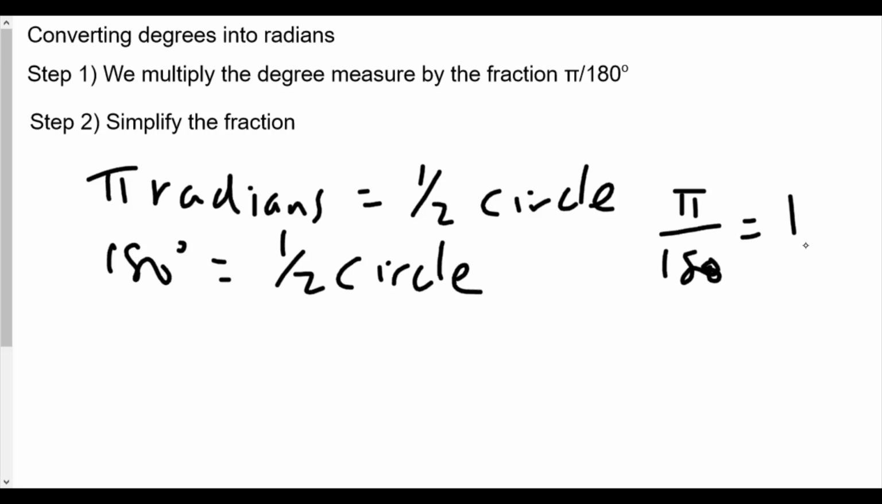Now, I know you're probably saying, pi is like 3.14 over 180, so that's not equal to 1. Well, as an angle measure representation, that's what it means. And so we're converting from one to another.